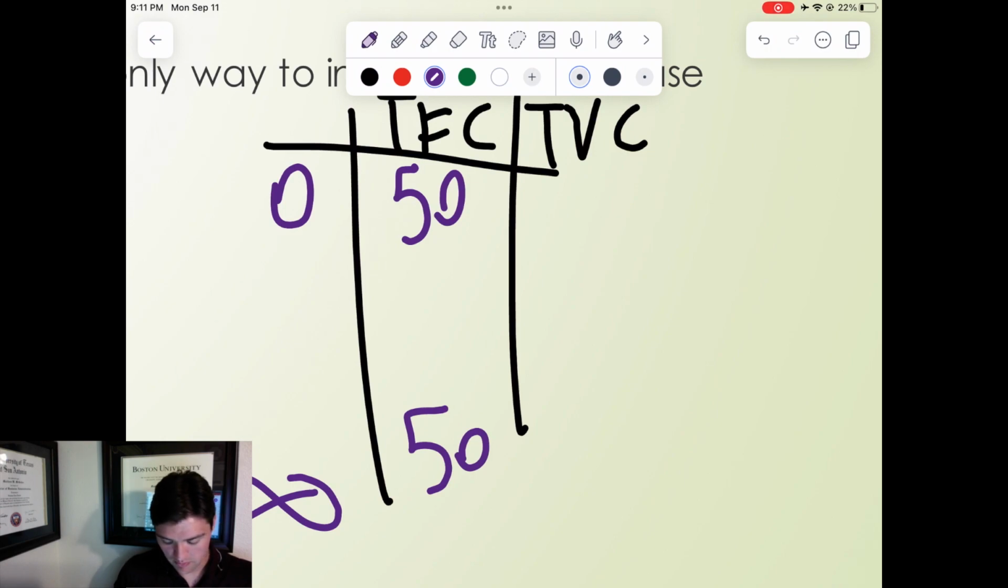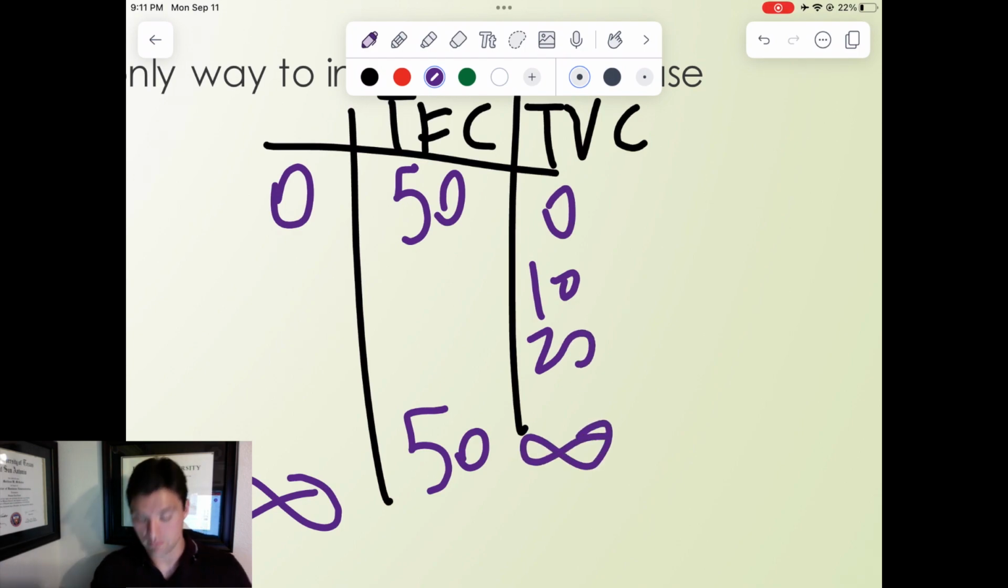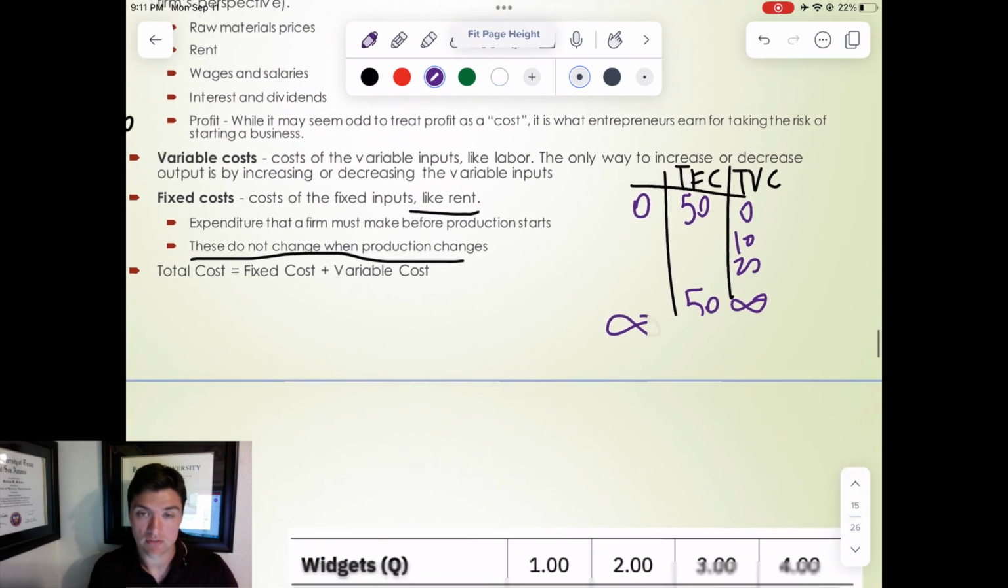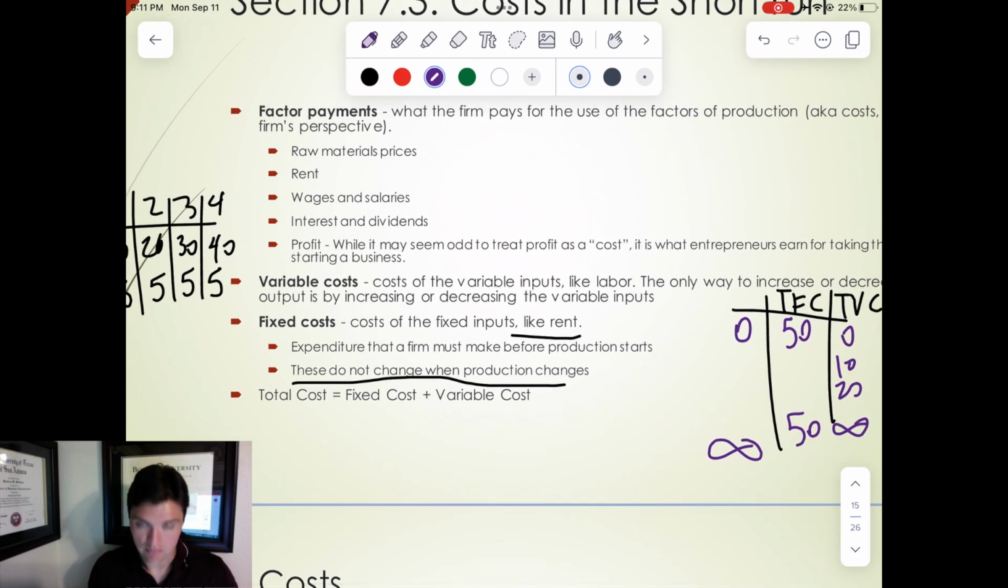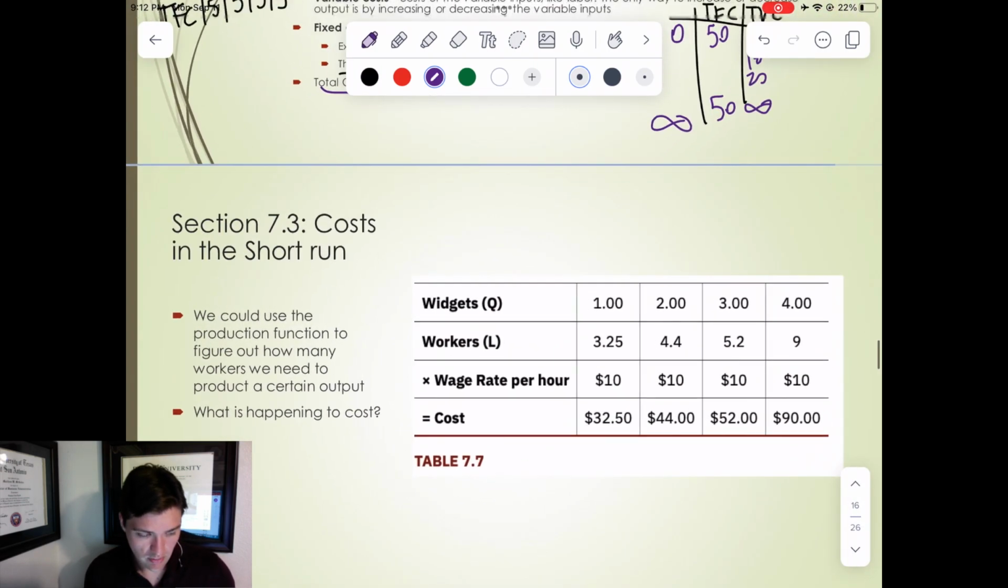And then variable costs would go like 0, 10, 20, infinity, right? The variable cost, as you have more, you will be having a higher variable cost. So the variable cost will change, fixed cost do not. And we will add those together to get the total cost. You're going to add your rent, you're going to add any other things that you need for production, total cost. Okay? So how we're going to find this is we're going to use the production function.